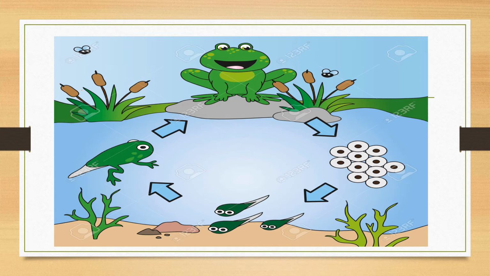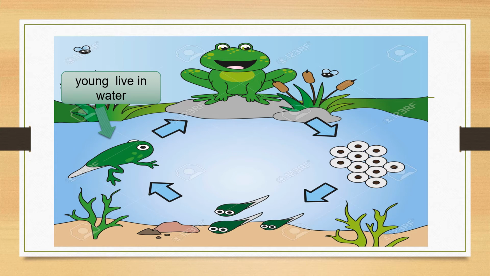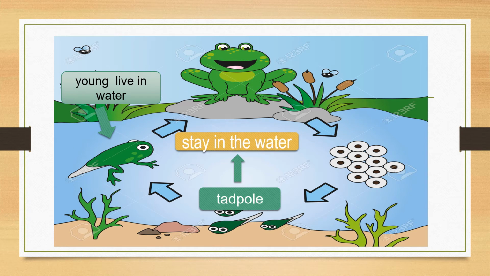Let us see the life cycle of a frog, wherein this frog is an example of an amphibian. Now, what did we say about amphibians? We said that amphibians are animals that stay on land and in water. So the frogs, when they are young, stay in the water. So let us see. We have a tadpole. When they are tadpoles, they stay in the water.